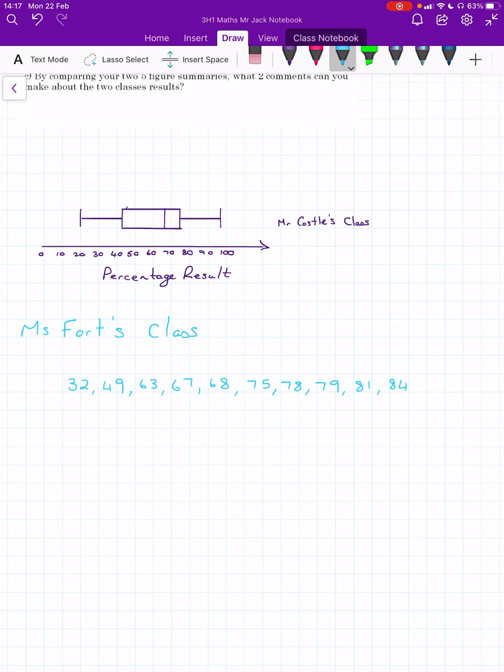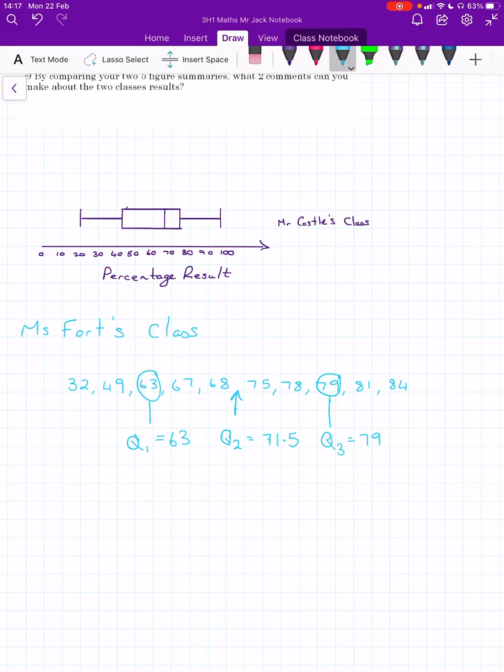Again, there's 10 results. So quartile 2 is going to be halfway between these two numbers. So that's halfway between 68 and 75, difference of 7, so that's 3.5. So that's going to be 71.5. Quartile 1, therefore, is going to be 63, and quartile 3 will be the 79. And that splits our data up into 4 equal parts.